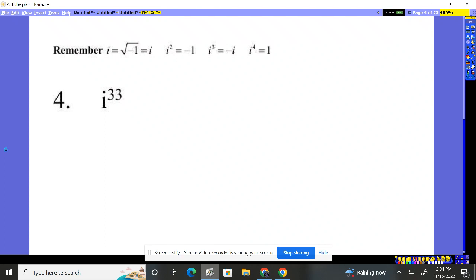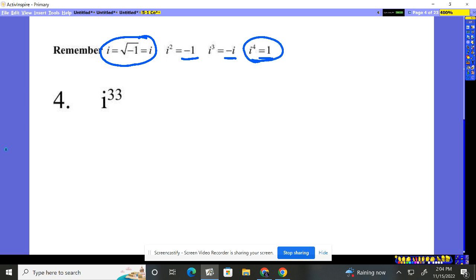Number 4, i to the 33rd. What is it worth? If you come out with just one i, we know that's worth the square root of -1, which is just i. But if you have an i and another i, i squared, it's worth -1. If you have i to the third, it's worth -i, and i to the fourth, it's worth 1. And then it starts all over again.